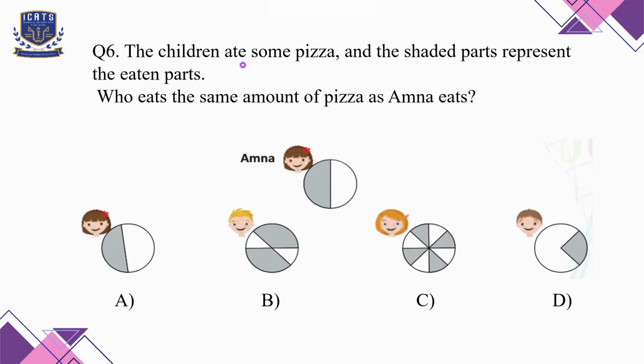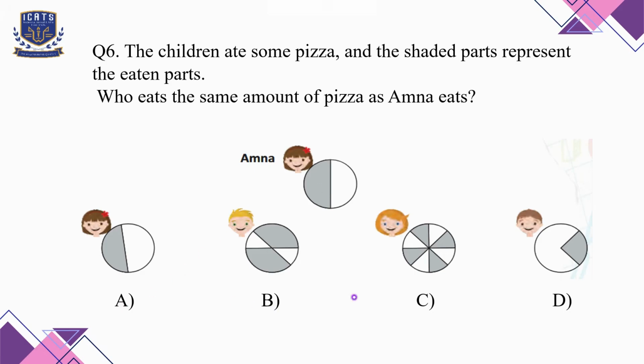Question number 6, the children ate some pizza and the shaded parts represent the eaten parts. Who eats the same amount of pizza as Amna eats? So here, if we look at Amna's pizza, there are 2 parts of it and she has eaten 1 part out of 2. So we can say that Amna has eaten half of the pizza.